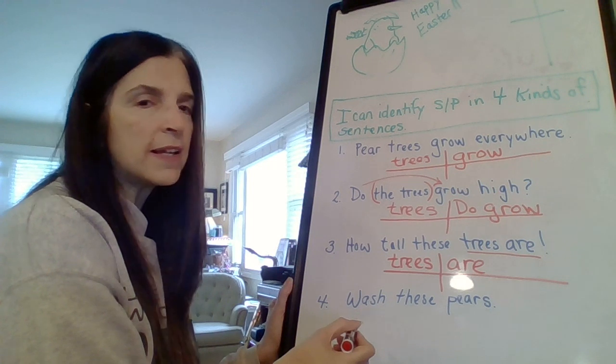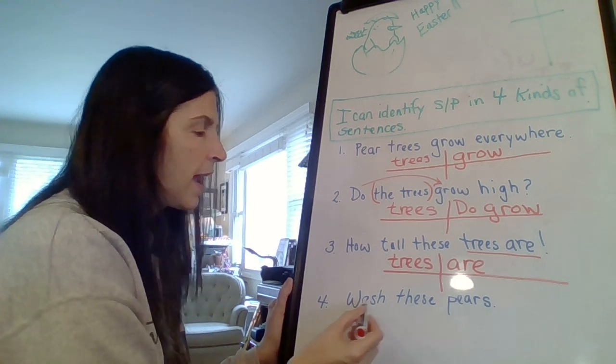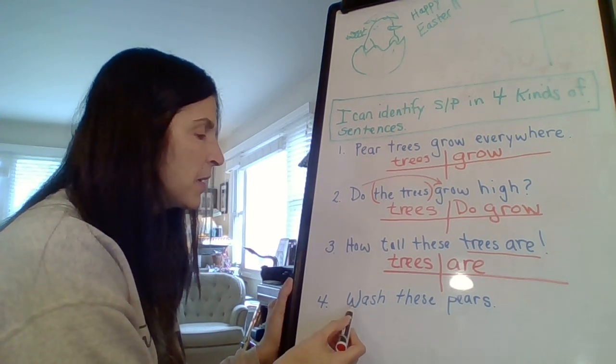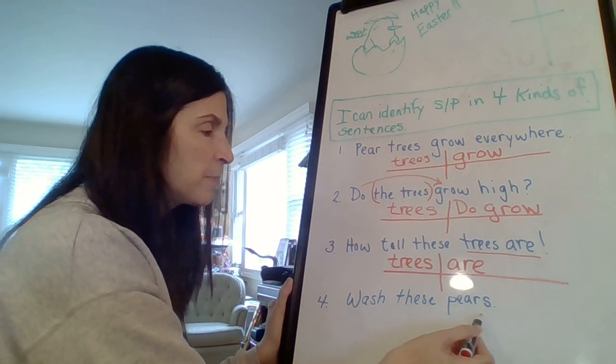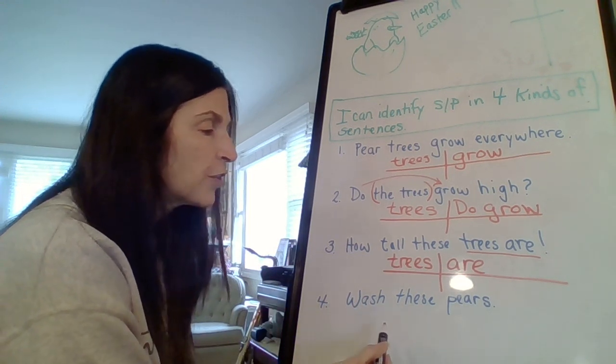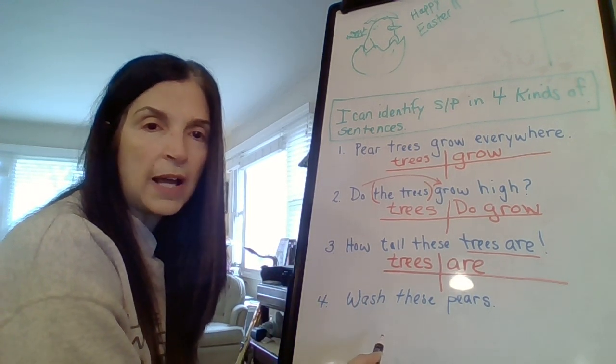Last one is an imperative sentence. And typically, they're not going to have a name here. They're not going to say, Mrs. Capelli washed these pears. It's just going to be left for you to understand that you is implied.